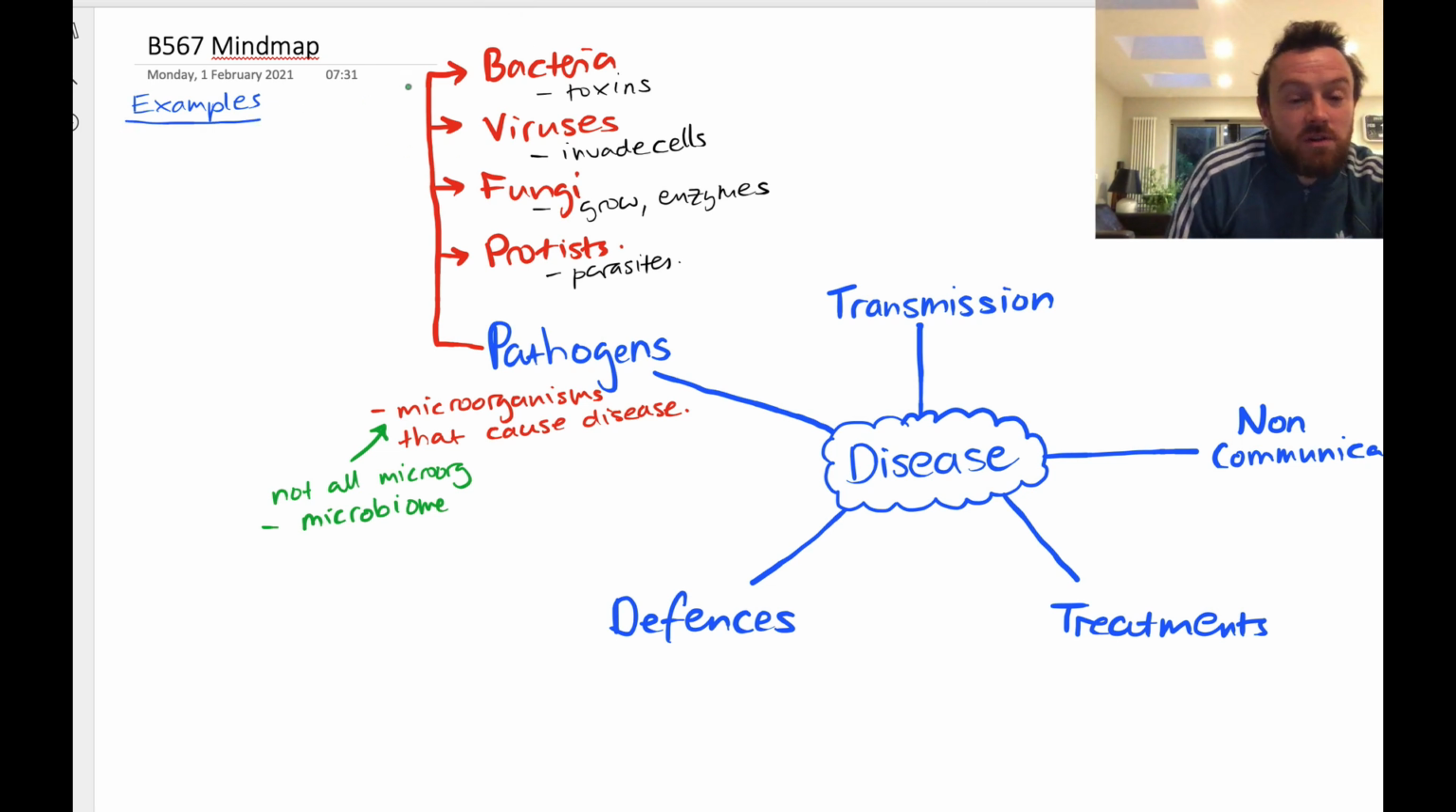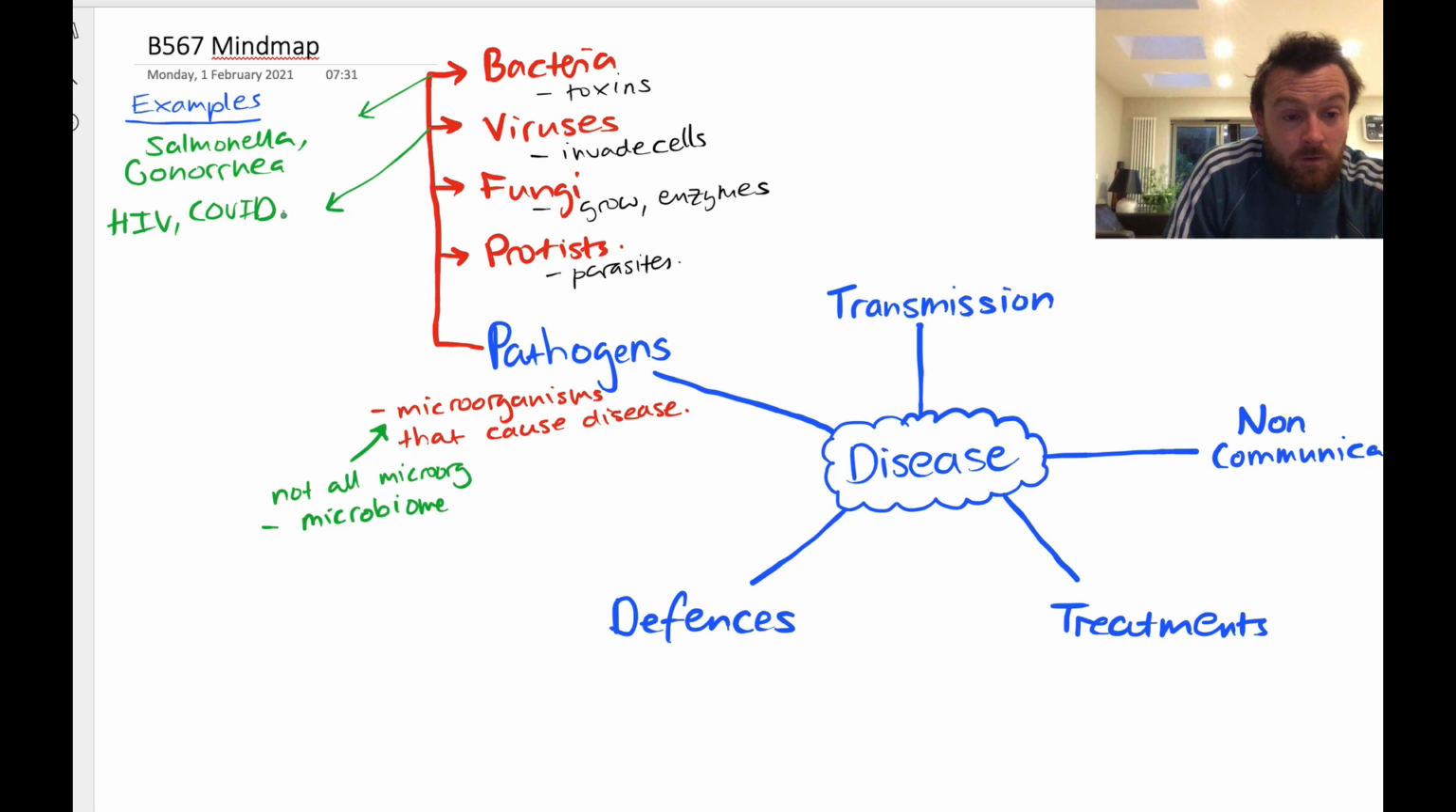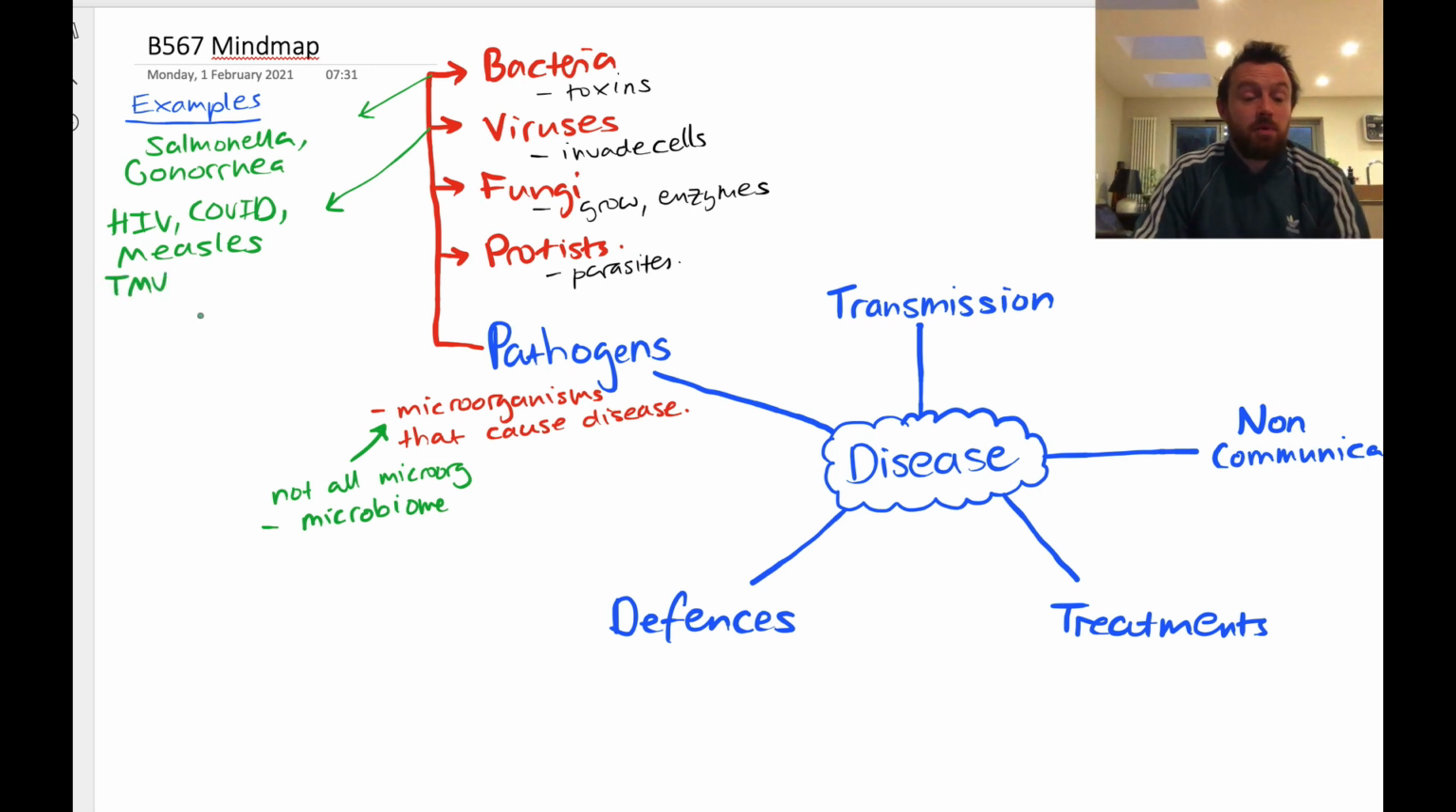And maybe I'll change color. So, okay, bacteria examples. We've got salmonella, gonorrhea. Viruses. Examples, we've got HIV, obviously COVID, measles, and things like TMV, which is tobacco mosaic virus, a plant pathogen.